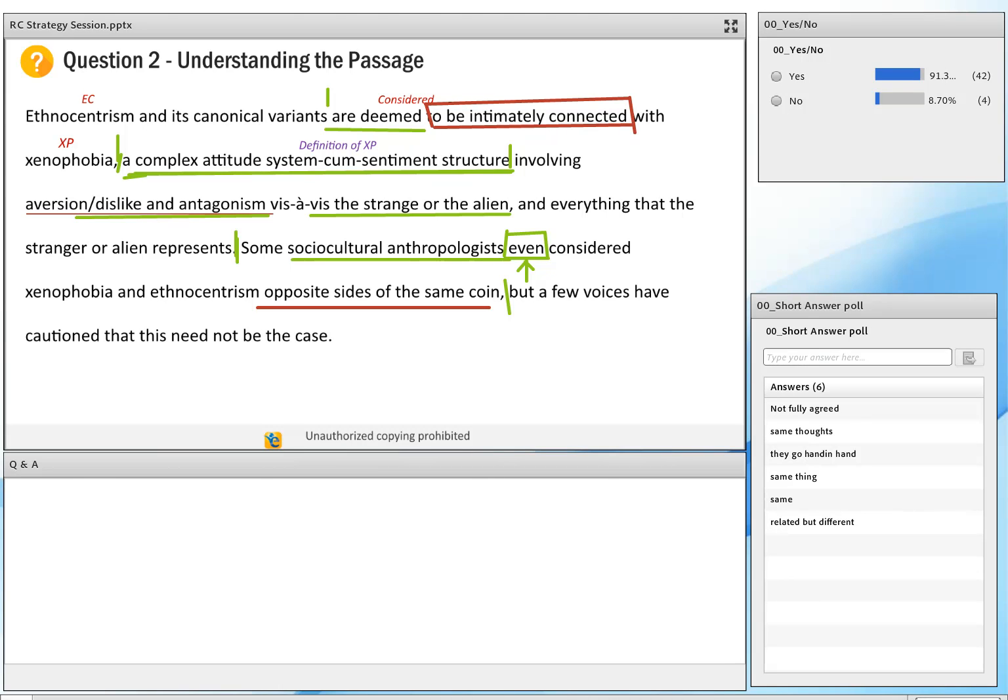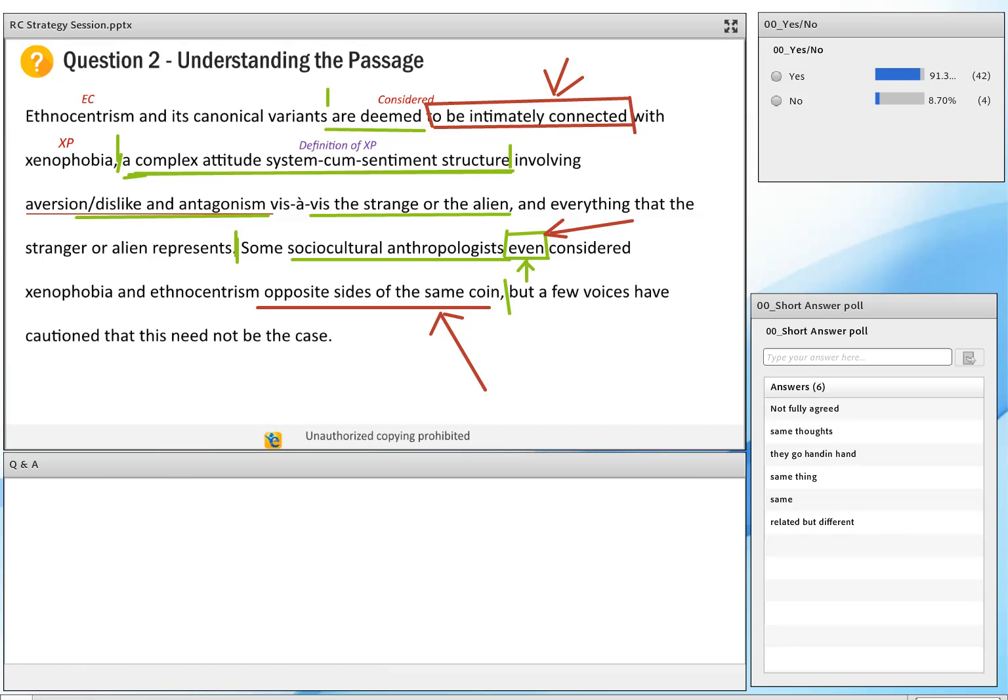Okay, so in this case, opposite sides of the same coin doesn't necessarily mean that they are opposites or they are extremes. That's something which is important. You can say the opposite sides of the same coin to imply that they are opposites, but here the implication is not in them being opposite. The implication is in their coexistence. And how did we figure all of that out? We figured all that out from the context of the passage. We saw this intimately connected in the beginning, and then we saw this small word which is even, and then we tried to contextualize what opposite sides of the same coin means.